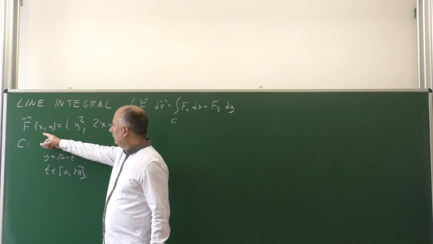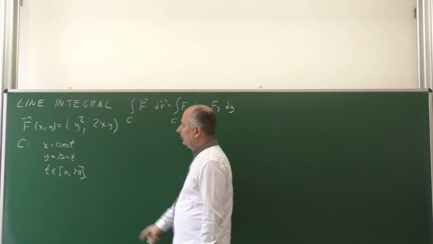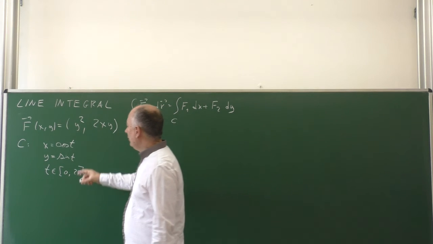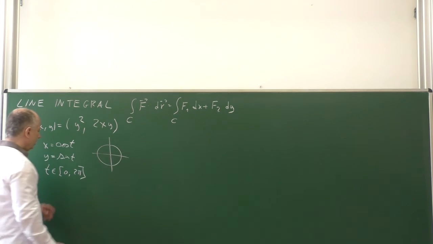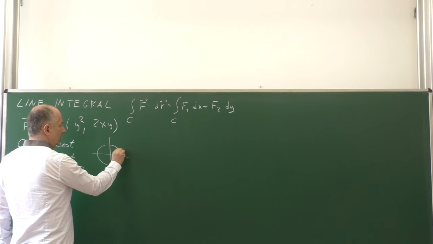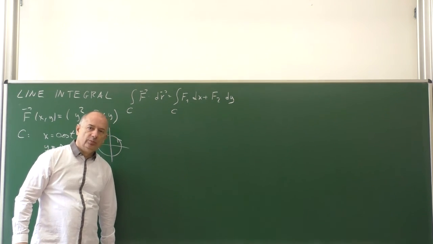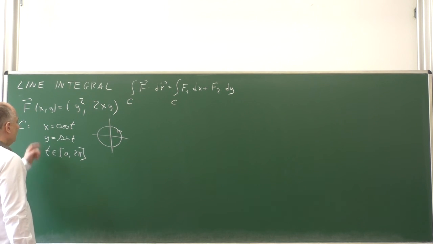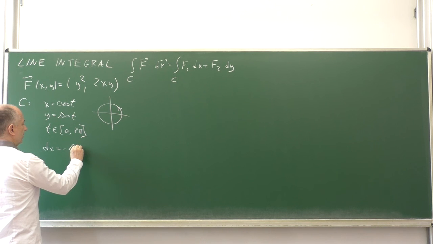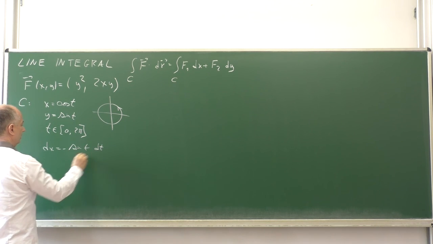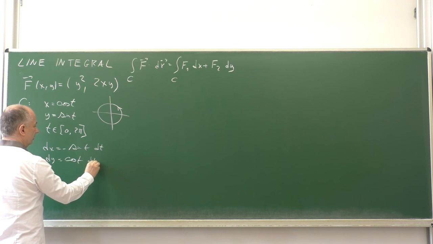We have the vector field F(x,y) having components y squared and 2xy, and we have the unit circle. x is cosine of t, y is sine of t. t runs from 0 to 2 pi, and we run around the circle once. We make one complete turn. So we prepare the derivatives or the differentials. dx will be minus sine t dt, and dy will be cosine of t dt.